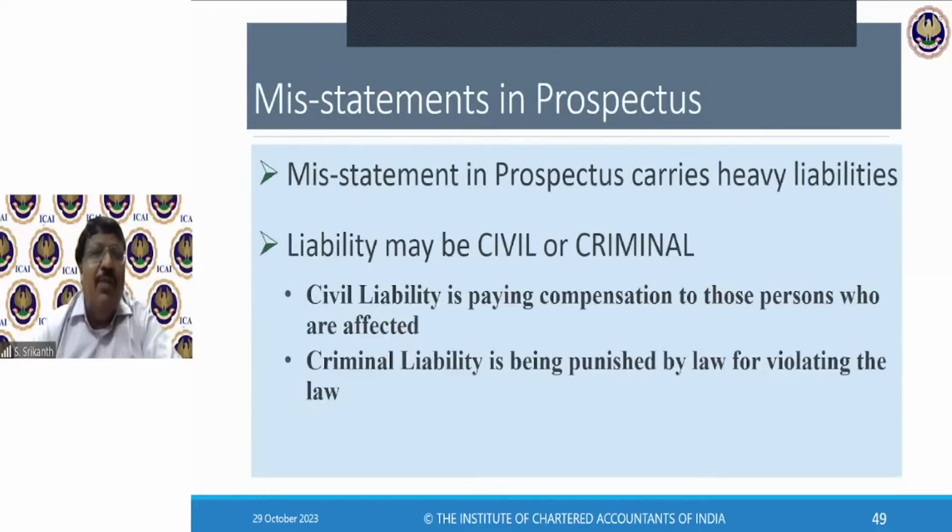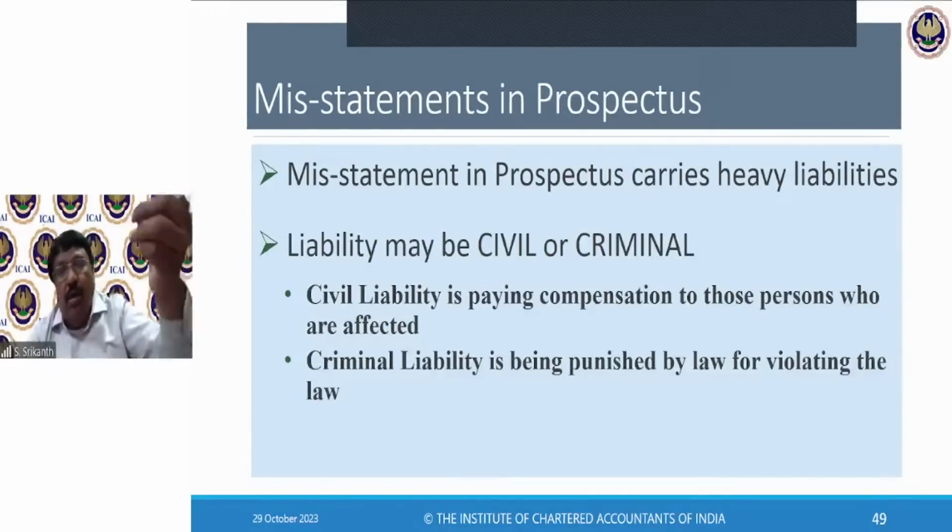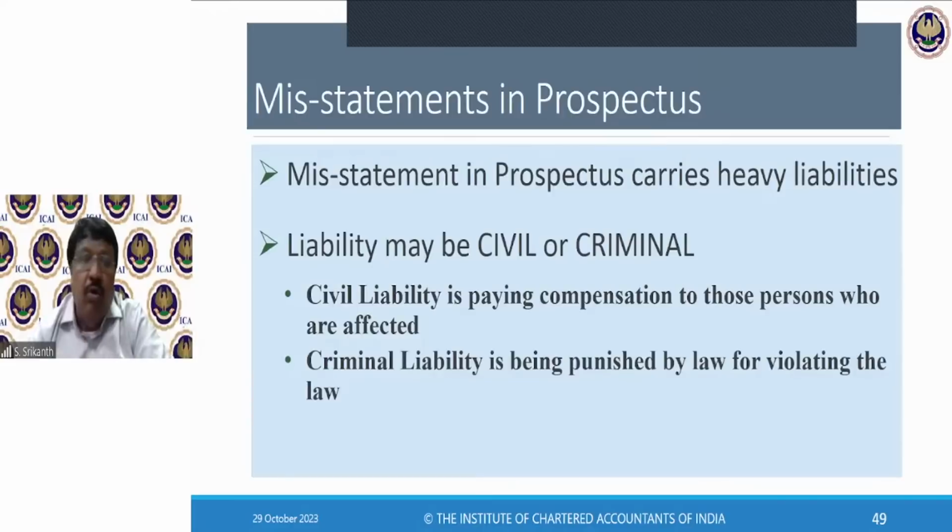Now, any misstatement in a prospectus carries heavy penalties. There may be a civil liability or criminal. Civil liability is paying compensation to those persons who are affected. See, misstatement in a prospectus is a crime against the whole world. So those people who are doing this should be punished by the law. That is called criminal liability. They are violating the law, and are punished by the law for criminal liability.